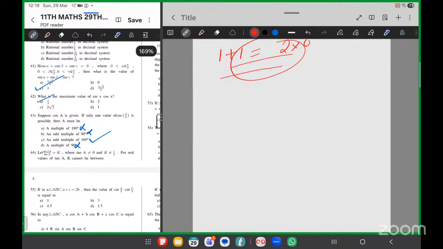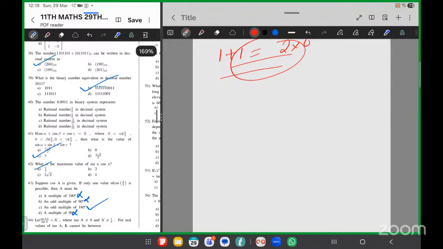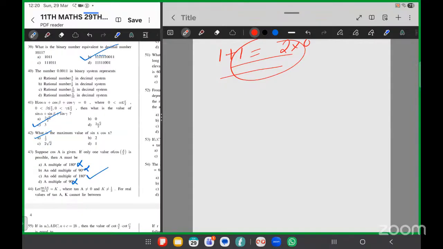For real values of tan a, k cannot lie between. What is tan 3a? Tan 3a is (3 tan a minus tan cube a) divided by (1 minus 3 tan square a). This is divided by tan a is equal to k.